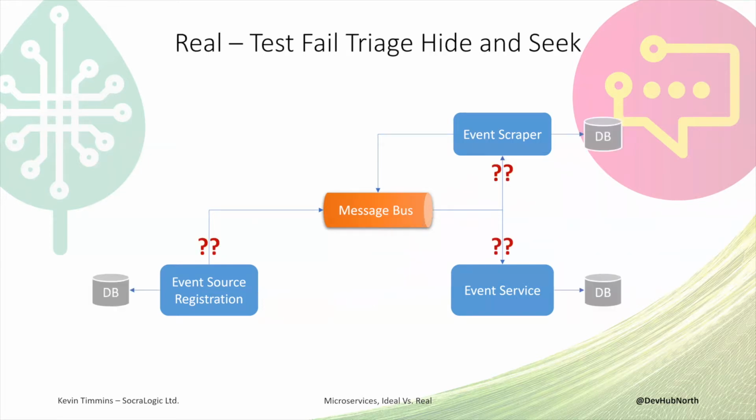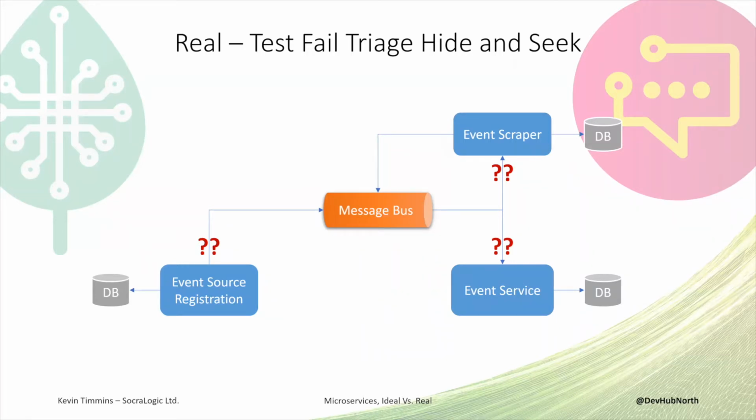Let's look at another one. So let's talk about when something fails, when a test fails. It's something that I like to call triage hide and seek. Something's failed and you don't know why, and you've got to hunt around however many microservices that you've got to try and figure out which component it was that failed. That can take a lot of time. That's a lot of work to do.